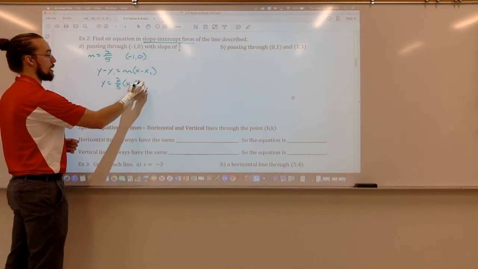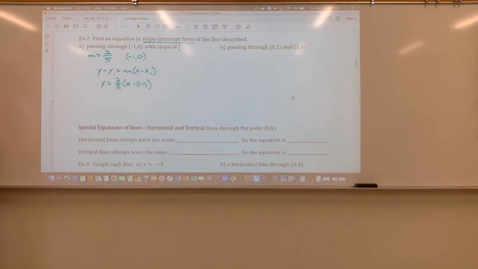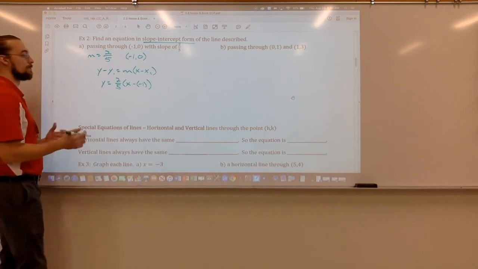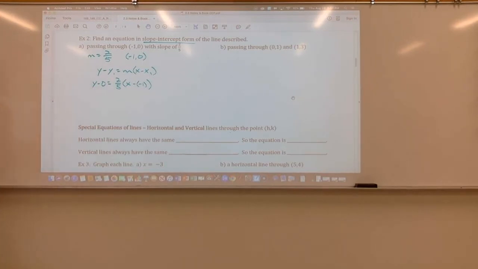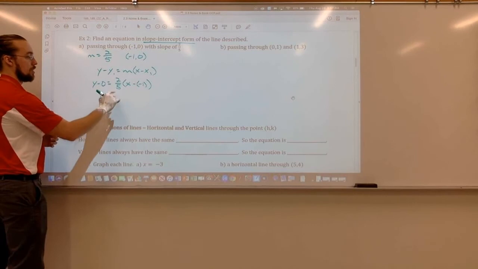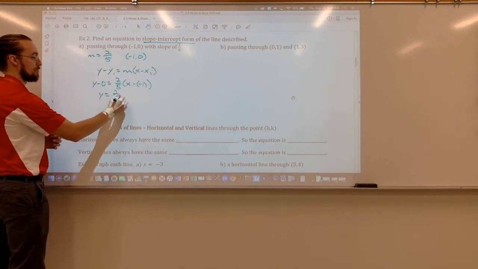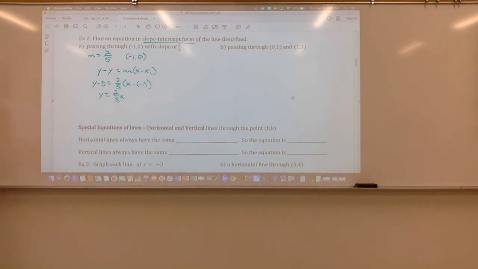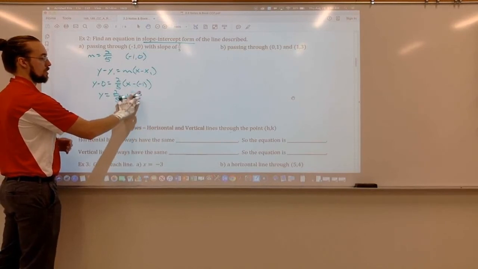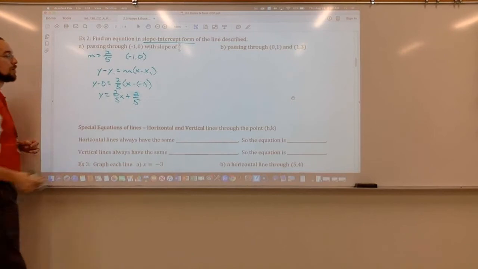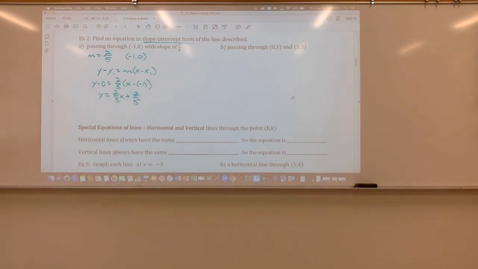2/5 times x minus -1. Again, remember, whenever we have a negative value, put it in parentheses when we're substituting it in. Right? I guess for this step, I'll go ahead and write the y minus 0. Right? Then distribute this 2/5, so we get 2/5 x. This is really like plus 1, right? So 2/5 times +1 would be 2/5. Right? Y equals 2/5 x plus 2/5. Feel okay with that one?